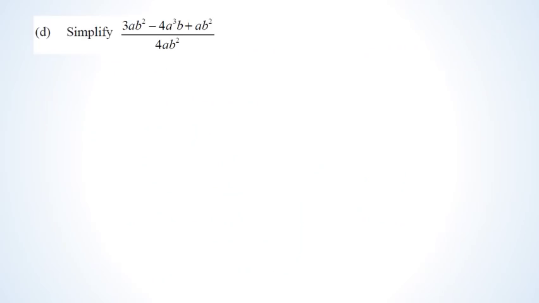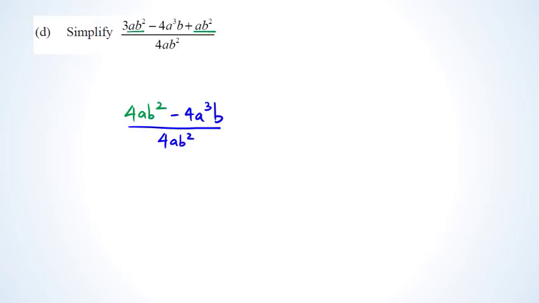Okay, so with this question, I'm looking at the numerator and I can see straight away there are two like terms. We've got ab squared and ab squared. So we've got two lots of it. So we got 3ab squared plus ab squared, which is going to equal 4ab squared minus 4a cubed b, and the whole thing divided by 4ab squared.